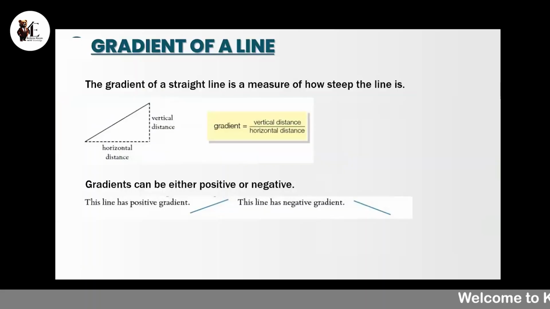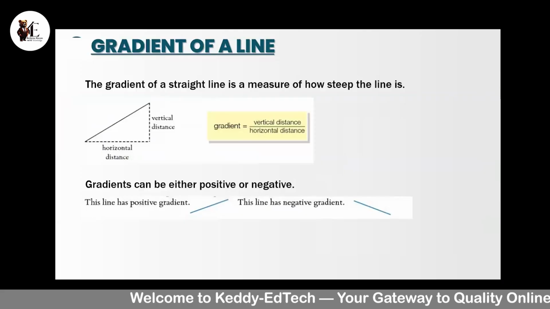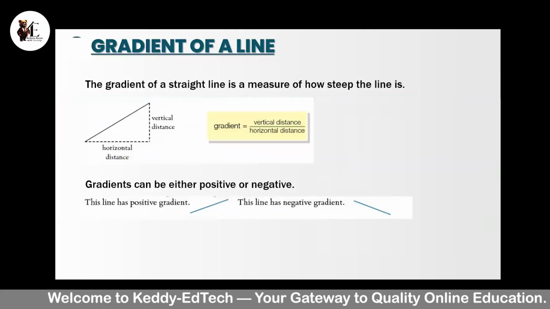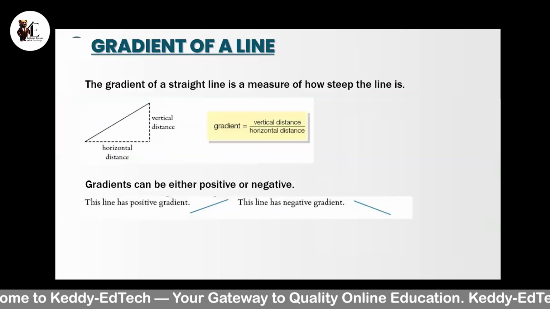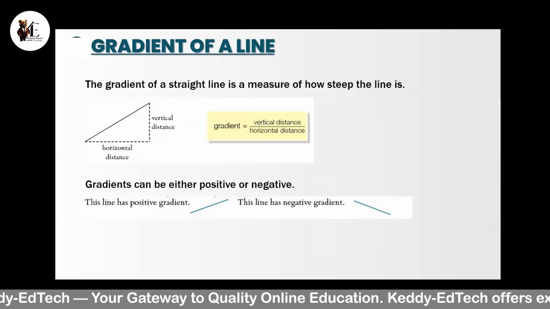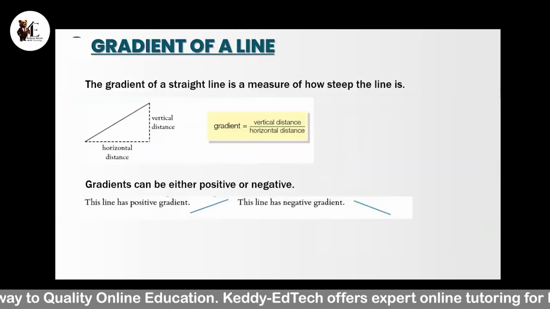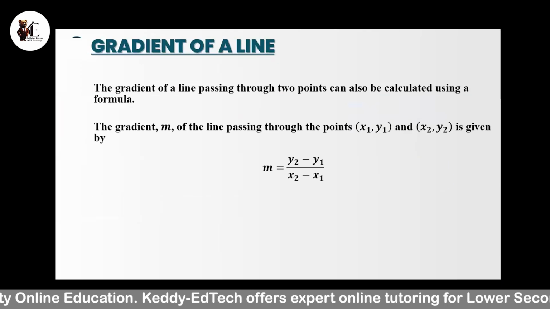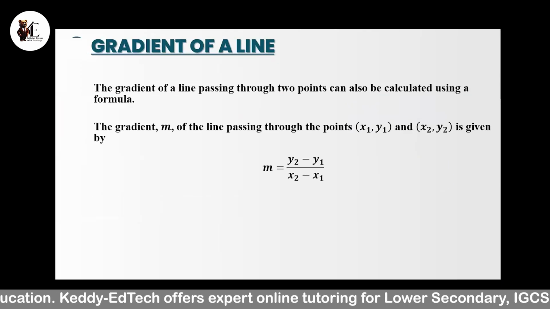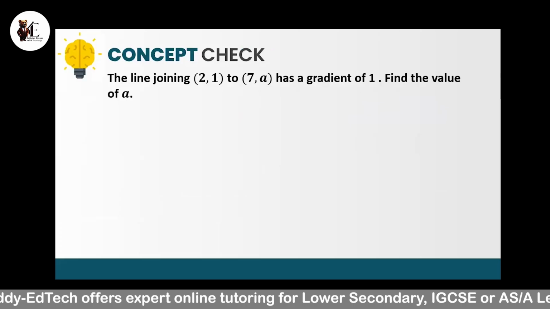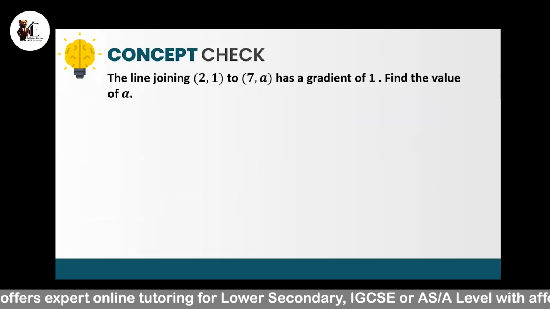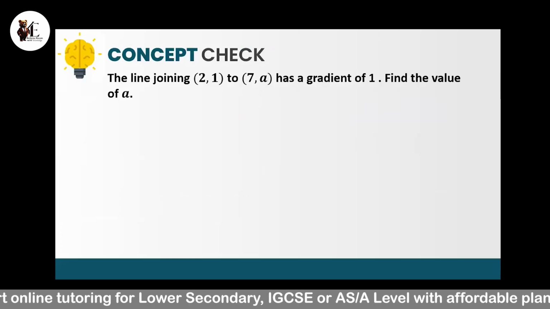So can you please tell me what was the last topic which we have covered in the last class? We stopped with the gradient of the line. Okay, so have we covered this slide, this formula? Yes. Okay, and this one? Yes. Okay, and this question? No. Okay.